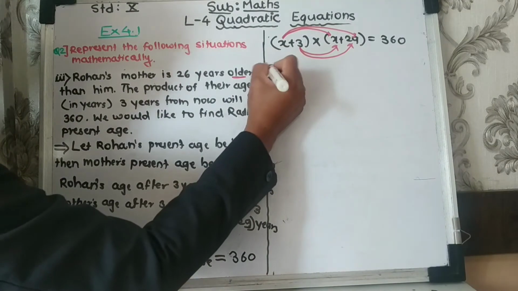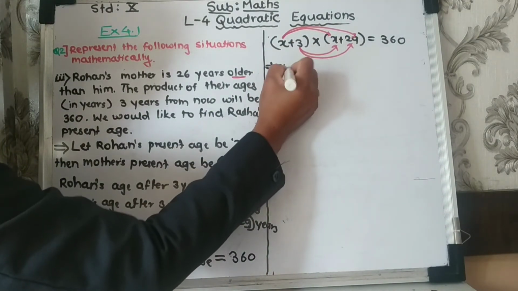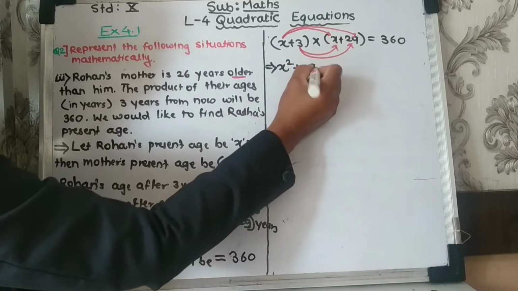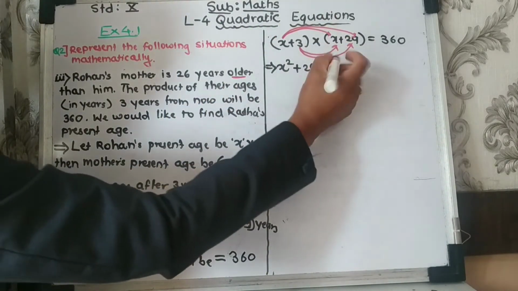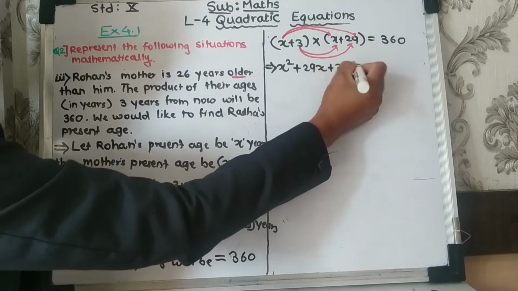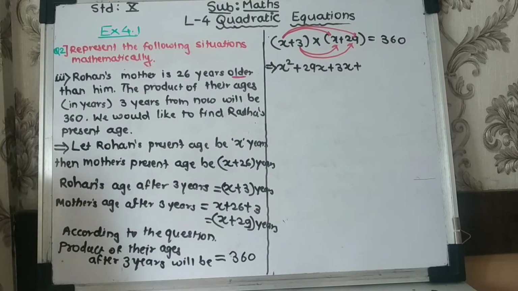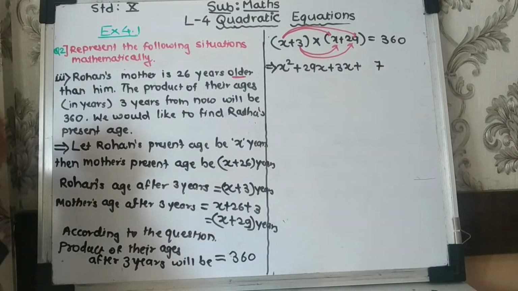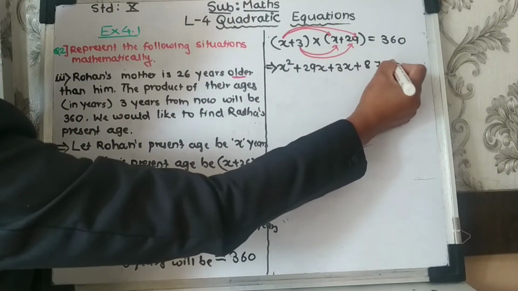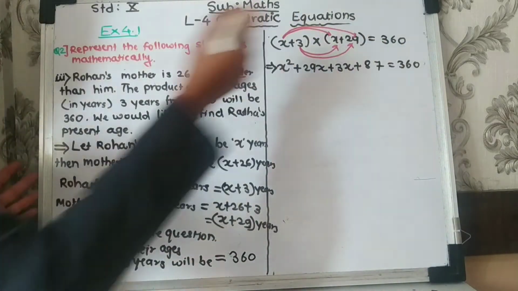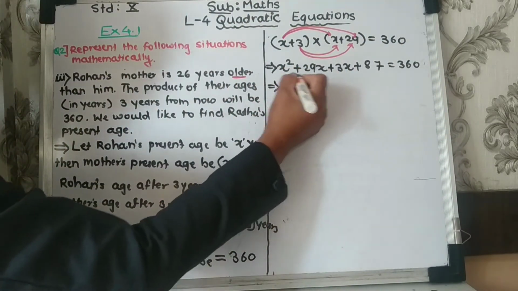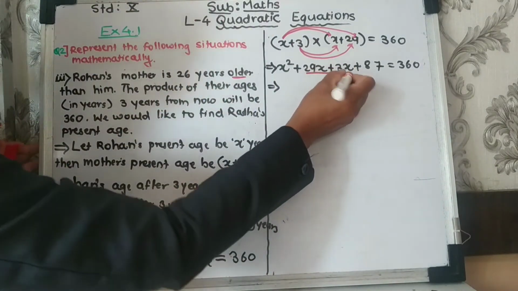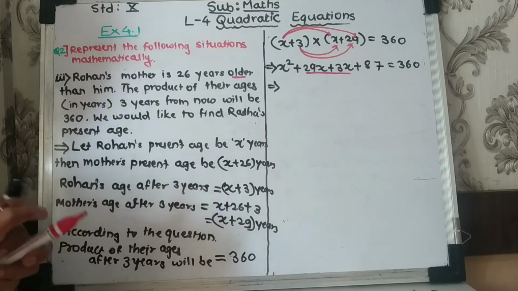So first multiply x with x, x square. Then x with 29, that is plus 29x. 3 will multiply with x, that is 3x. Plus 3 will multiply with 29. It becomes how much? 3 9s are 27, 3 2s are 6, 7, 8 equals to 360. Right? Now what? Just add the like terms or subtract. Now here addition we will follow because both are having plus sign.